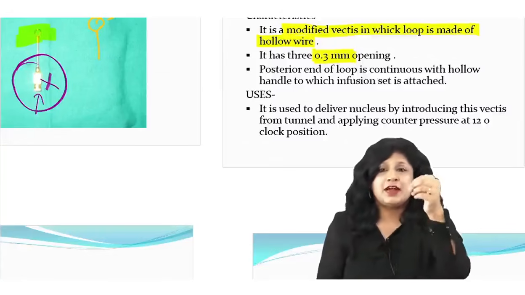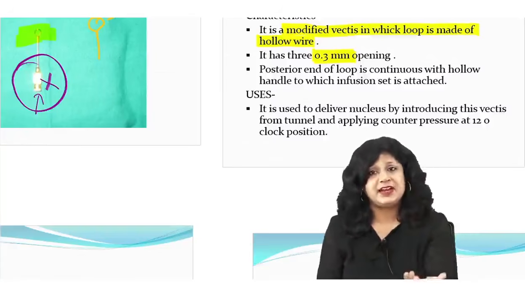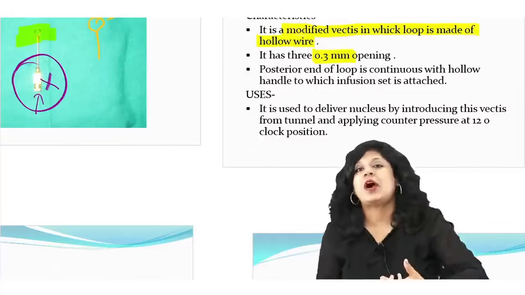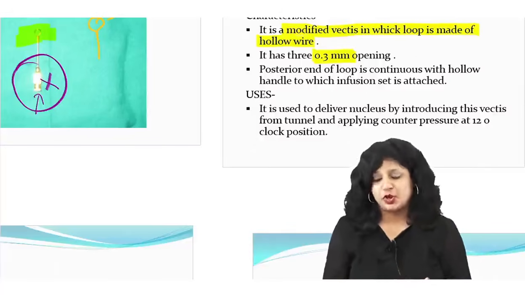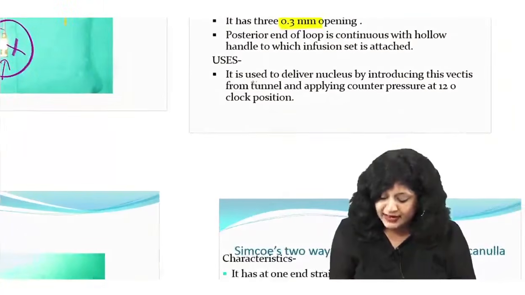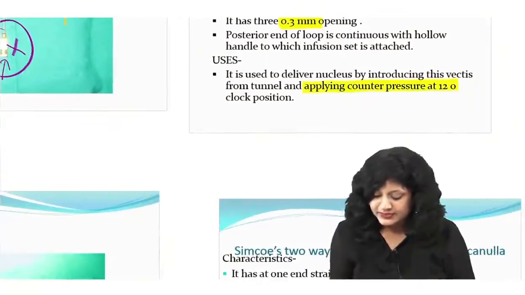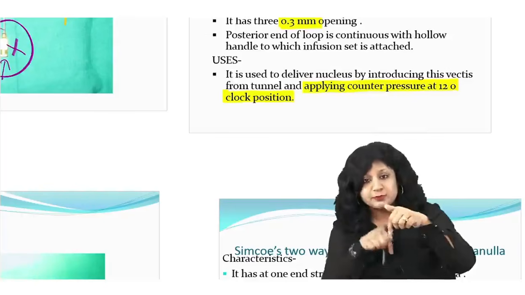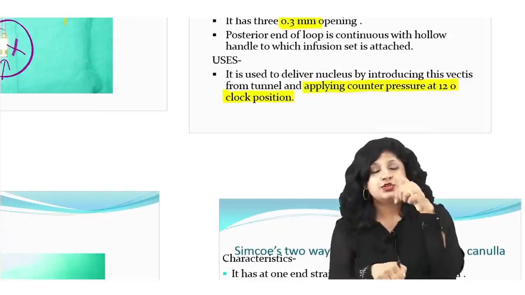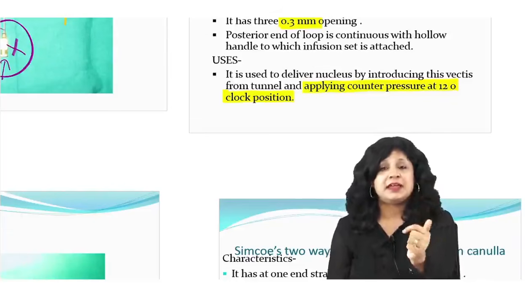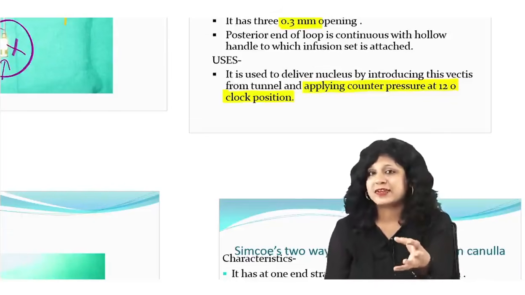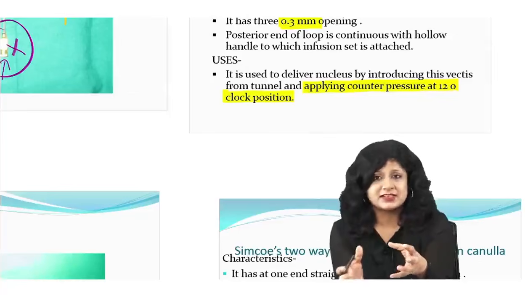So like one was your lens expressor, right? Now this is for those nucleus where you require hydrodelineation also. So at this stage you have to apply the pressure at the opposite level from your end at 12 o'clock. So I think when you are being asked about these instruments, they will show you the lens expressor also and the wire vectors also.